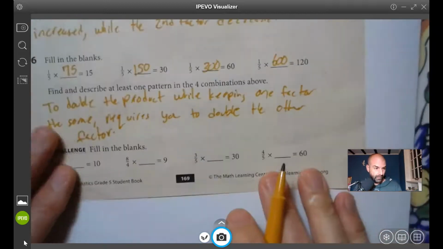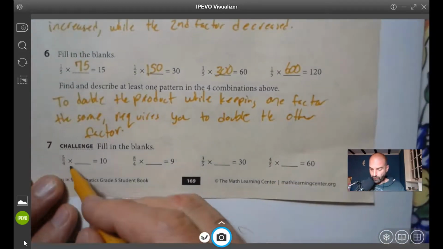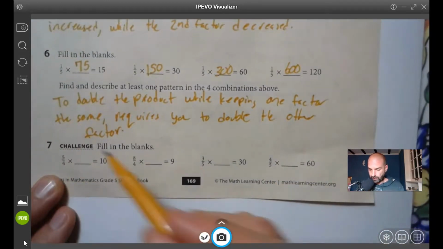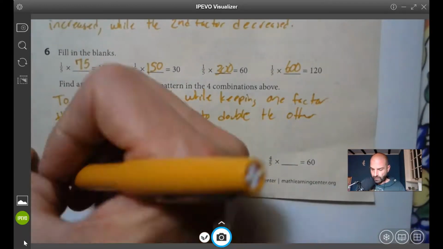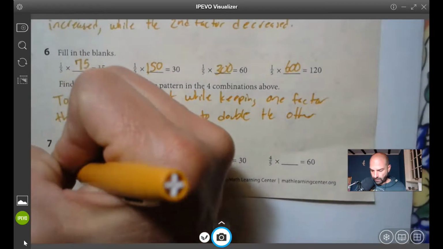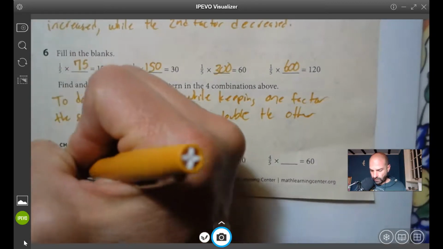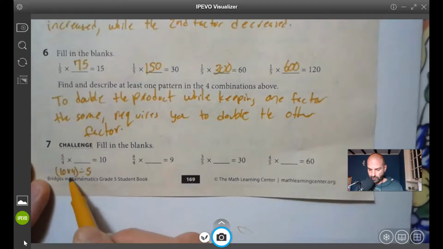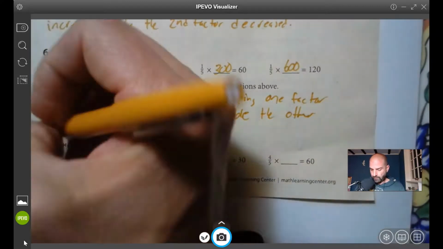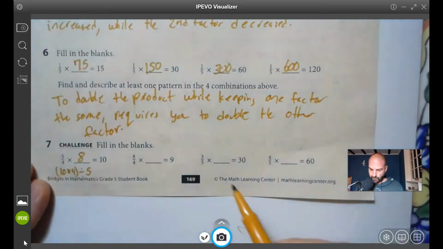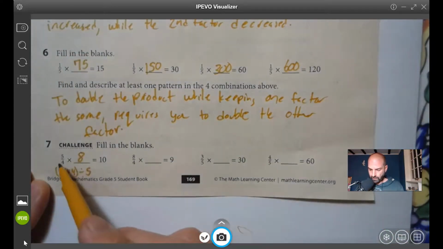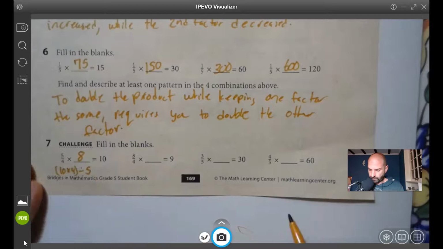Alrighty. Challenge time. 5, 4. Ooh, 5. So this is over a whole. So this number is going to be bigger. So what was that thing I used over here? What about 10 times 4 divided by 5? So 10 times 4 is 40. Divided by 5 is 8. Does that make sense? 40/4, that's 10. All right, cool.